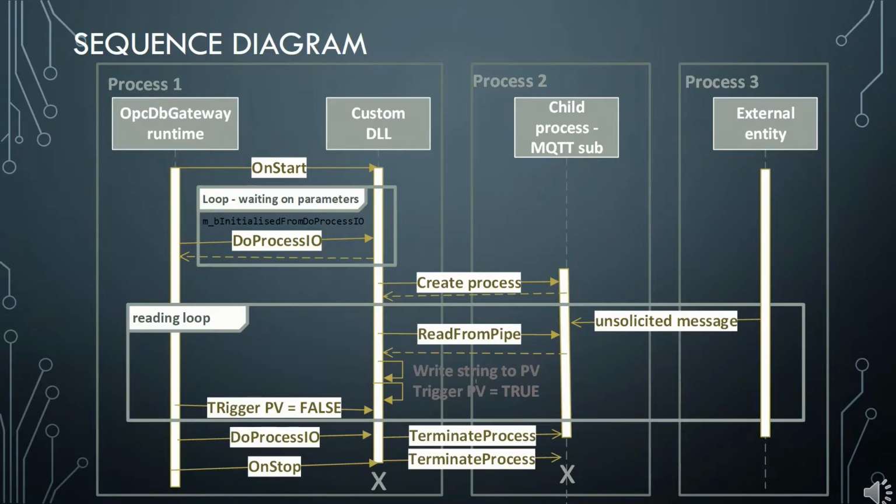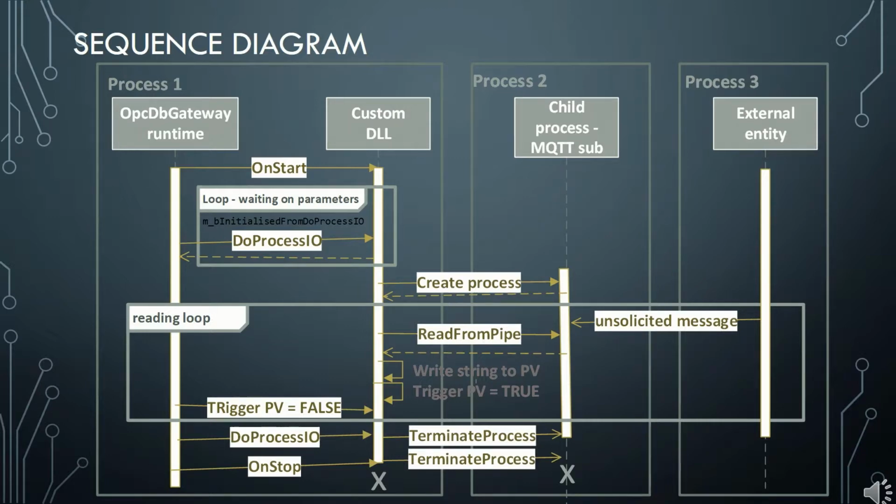This call is within the OpcDbGateway runtime, provided by the event of the type call function block. This will stop receiving messages from the child process, but it usually does not remove it from memory. Prior to OpcDbGateway runtime termination, it calls the do process IO again, with the MOActual status set to stop. It is done within the standard stop function block. The child process is then definitely removed from memory.